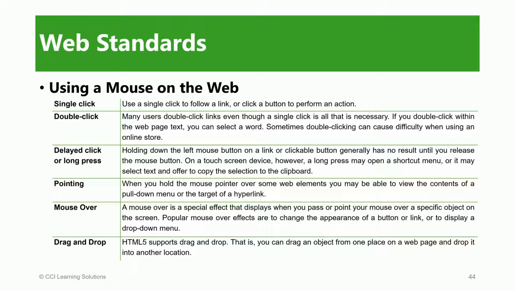Using a mouse on the web. So a single click. Use a single click to follow a link or click a button to perform an action. Double click. Many users double click links even though a single click is all that's necessary. If you double click within the web page, you can select a word. Sometimes double clicking can cause difficulty using an online store.